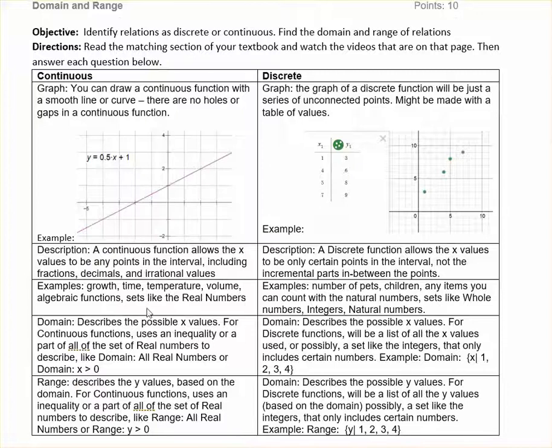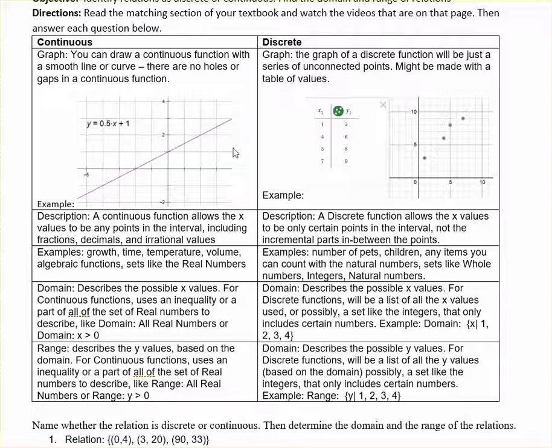Examples of continuous functions are things like growth, time, height. Money is often continuous if you count fractional parts of cents. Volume, the real numbers are continuous. And most of the functions that we will graph are continuous functions. Discrete functions are more real-world things like how many pets do you have, how many children do you have, anything that you can count with the natural numbers, like if it doesn't make any sense to include fractional parts in it. Integers, whole numbers, natural numbers, those are all discrete.